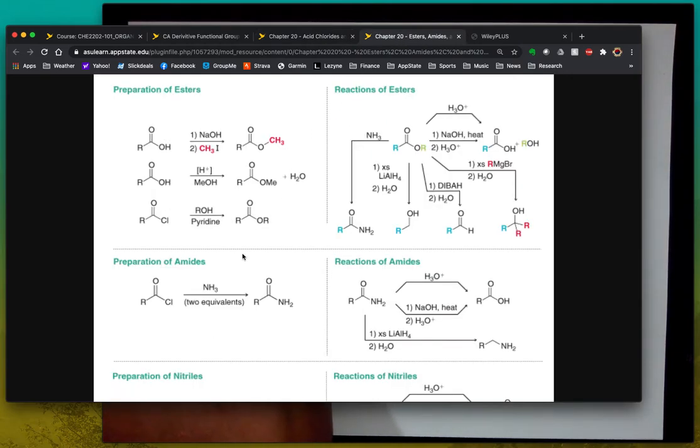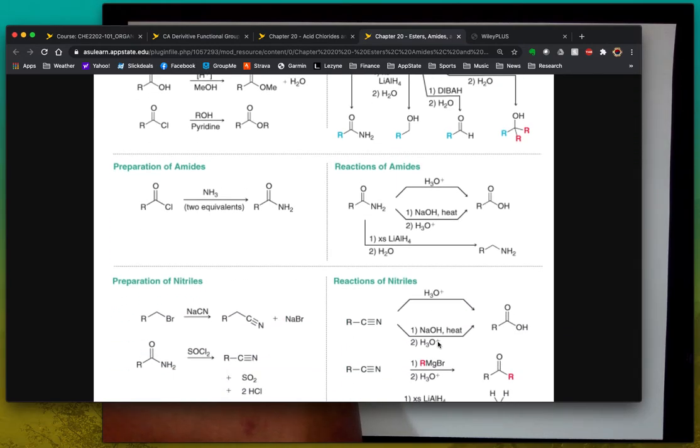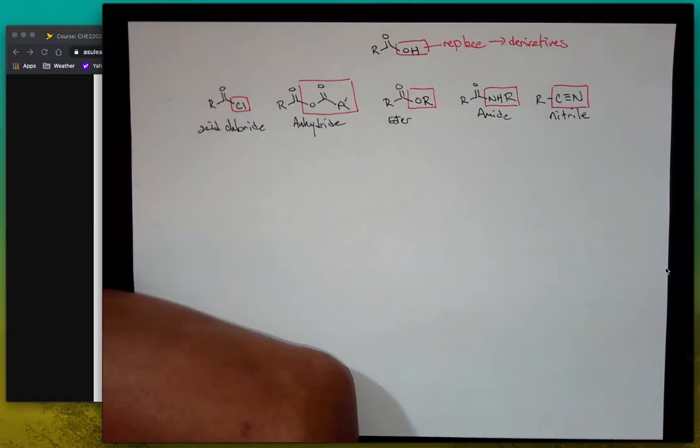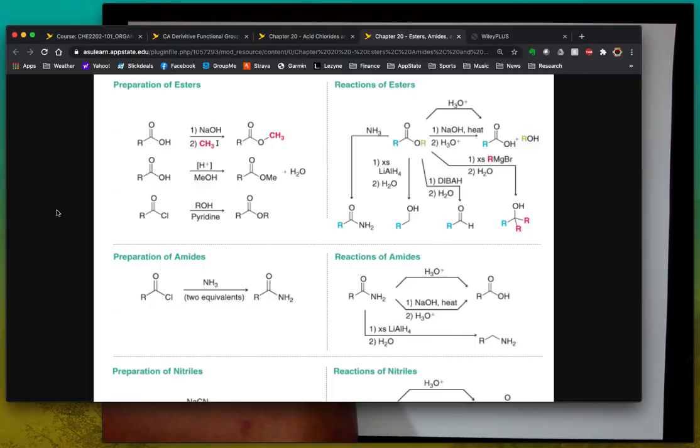If we look at esters, reactions of esters, it looks to me like esters could be used to make 1, 2, 3, 4 different species that aren't carboxylic acids. Interesting. And it looks like amides could be used to make 1 different thing that isn't a carboxylic acid. Curious. How come as we proceed from left to right, there are fewer and fewer and fewer reactions that these species can undergo? Let's take a look.